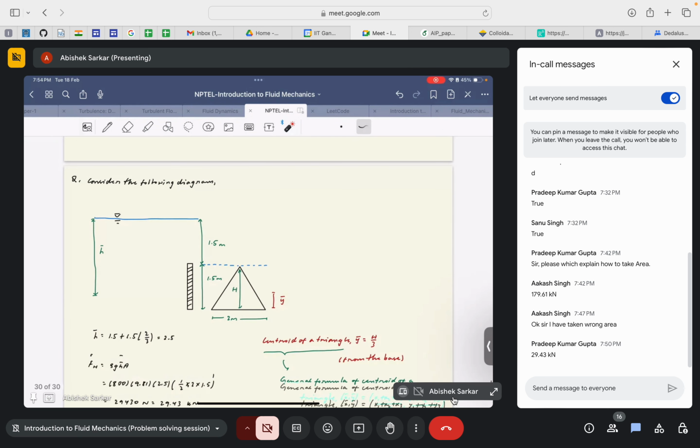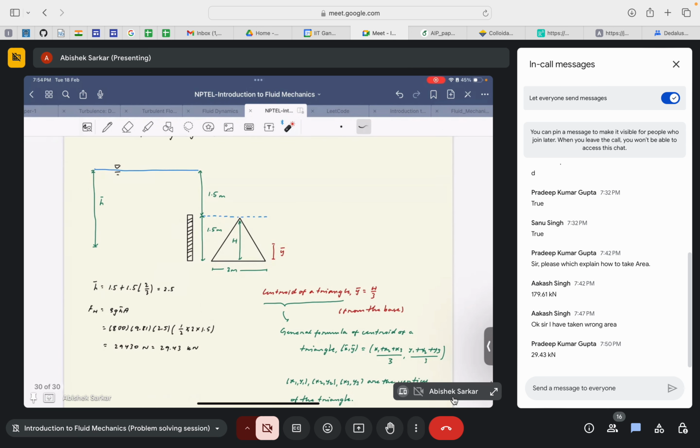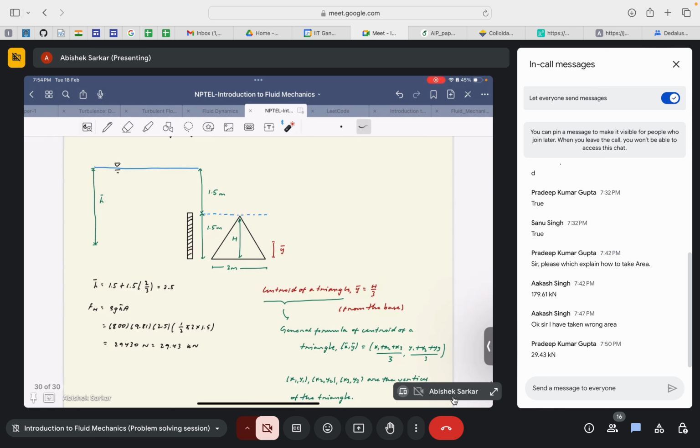Okay. So this is a geometry in our hand, as I already drew in the question part. So the depth of the center of gravity of this particular geometry would be 1.5 plus 1.5 times 2 by 3. Again, someone asks why we are doing 2 by 3.